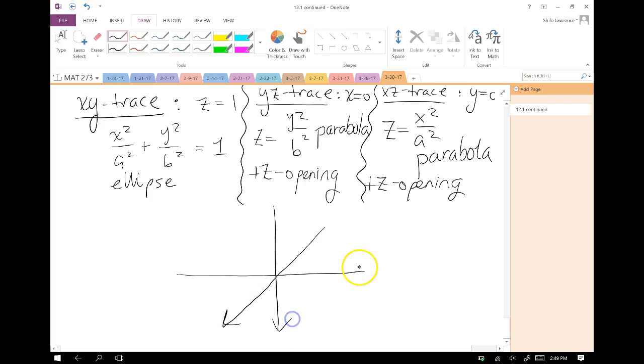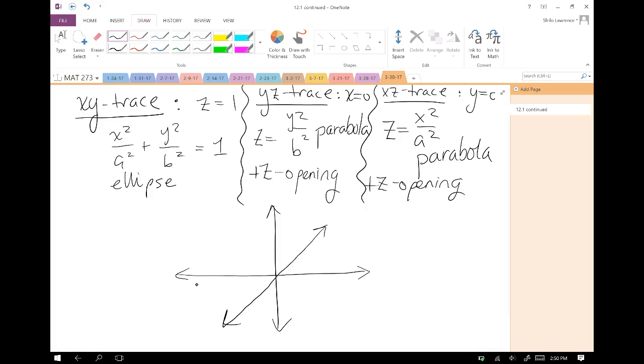I haven't told you what the name of this is yet because that would give away what the traces are. Usually those cross sections, whatever those 2-dimensional cross sections are, help us to name the object. So if I told you what the name of it was, you would have known what the cross sections were. I'm going to draw my parabolas first.